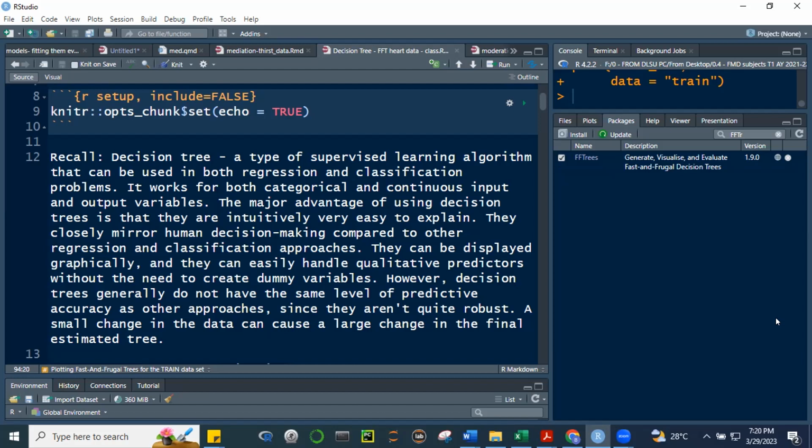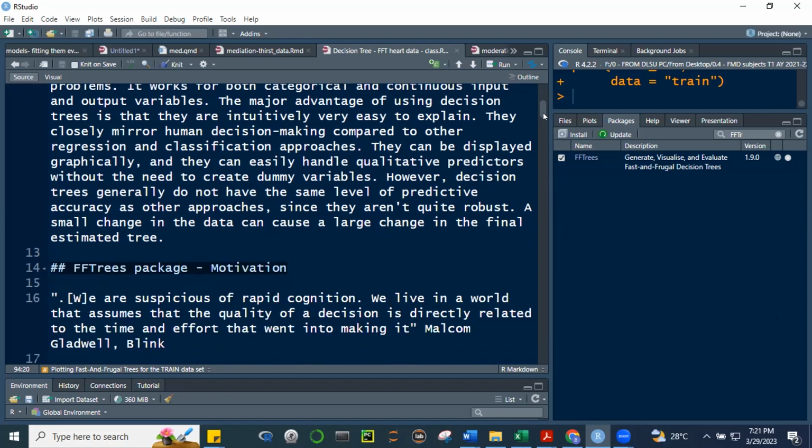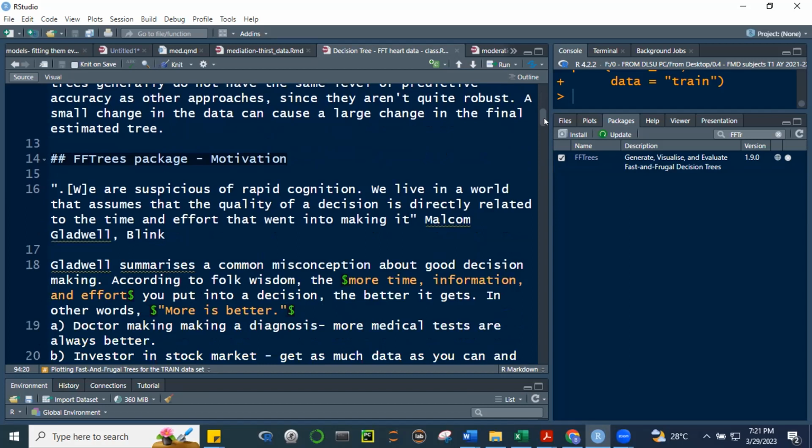Okay? However, may limitation ang decision trees. Yung predicted accuracy niya, sometimes it's not that good. Okay? Hindi siya ganun ka-robust. Okay? And also, very sensitive siya. Konting change lang sa data mo, mababago na yung decision tree natin. Okay. So, kasi sa decision trees, you can use all the variables, no? Tapos pwede ka mag-create ng model.